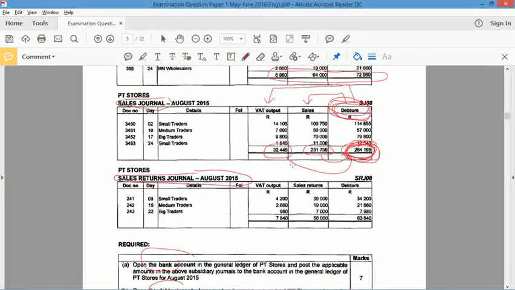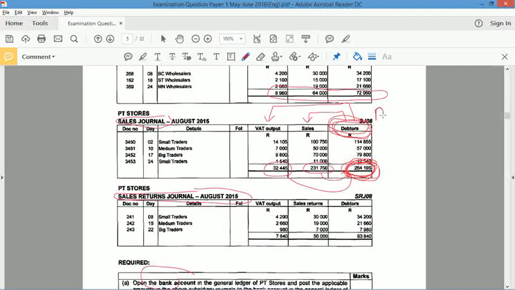Maybe just to write this down, just to show you something, you would have debited the debtors, you would have credited the sales, and you would have credited the output VAT. That's your workings that you guys are familiar with, that you always do when analyzing transactions. So when I have a sales return, the opposite occurs.